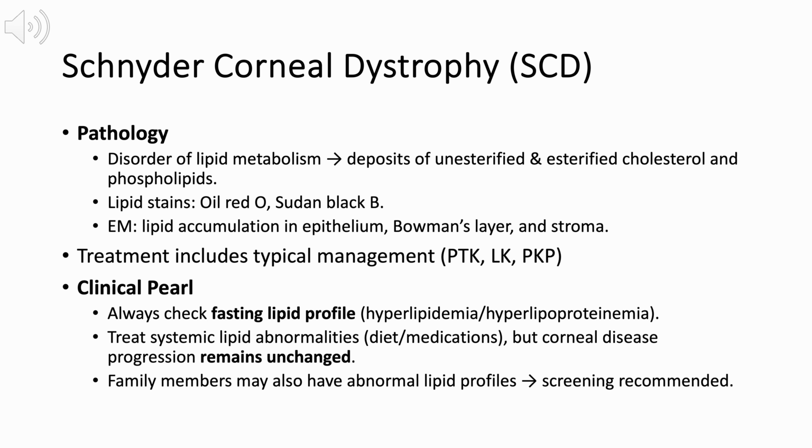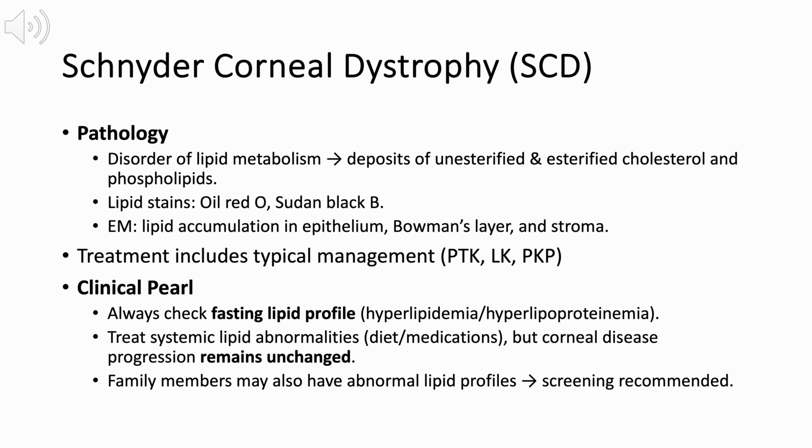Schnyder's is fundamentally a disorder of lipid metabolism, leading to the deposition of unesterified and esterified cholesterol as well as phospholipids in the cornea. Histopathologically, these deposits can be highlighted with lipid stains such as oil red O and Sudan black B. On electron microscopy, lipid accumulates within the epithelium, Bowman's layer, and stroma.